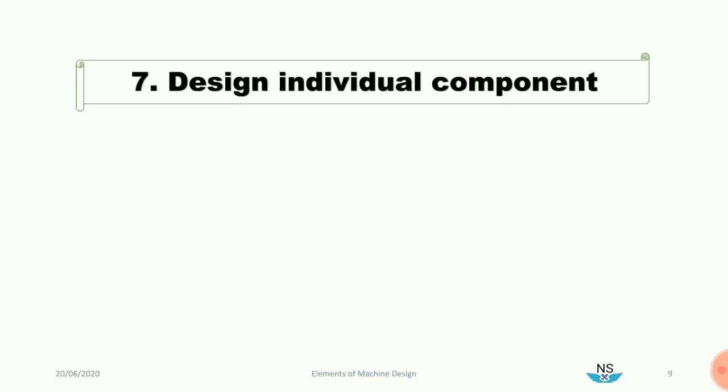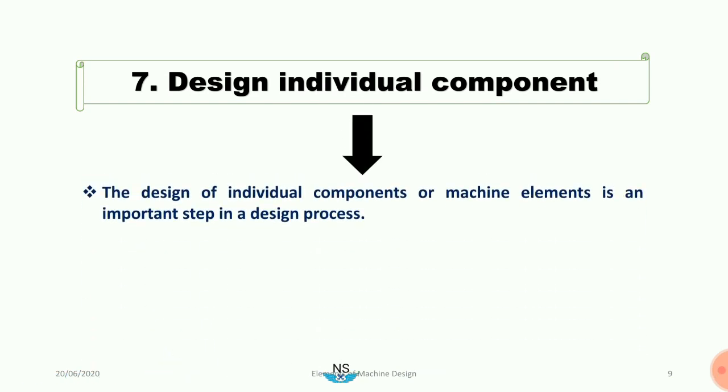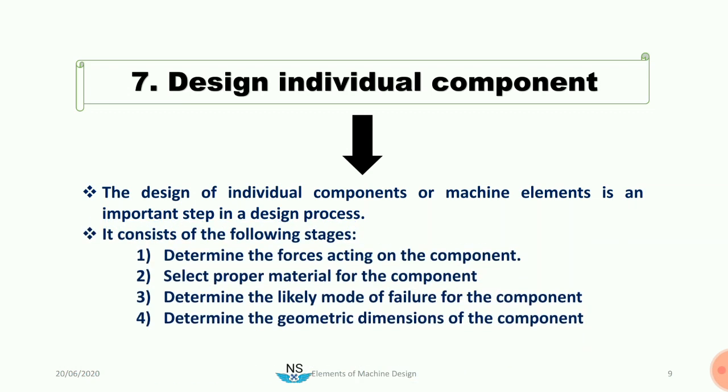Then the next step is to design individual components. The design of individual components or machine elements is an important step in the design process. And my dear friends, in the subject Elements of Machine Design, we only study this step of design, the design of individual components. It consists of the following stages. Individual component design consists of these 4 stages.